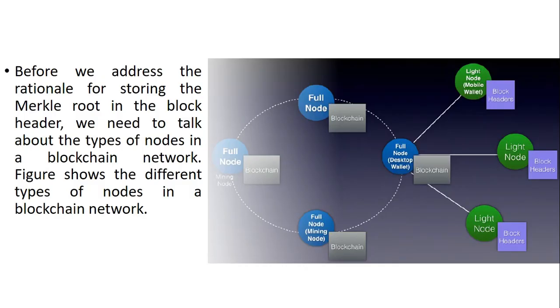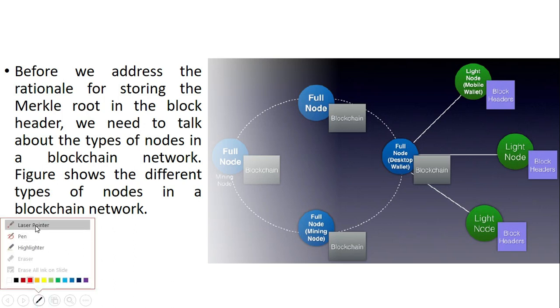Before we address the rationale for storing the Merkle root in the block header, we need to talk about the types of nodes in a blockchain network. Now we have various types of nodes, right? Some nodes store the entire blockchain, and some nodes only store the block header. That's why we segregate the blockchain nodes into two types. One is my full node, another one is my light node, right? We can clearly see this on this part.